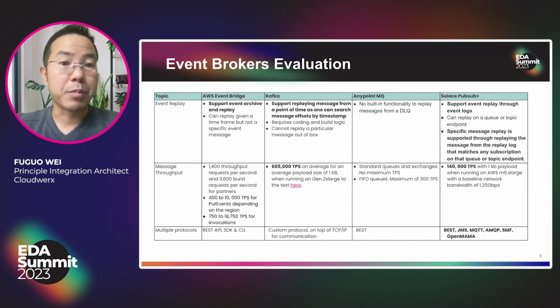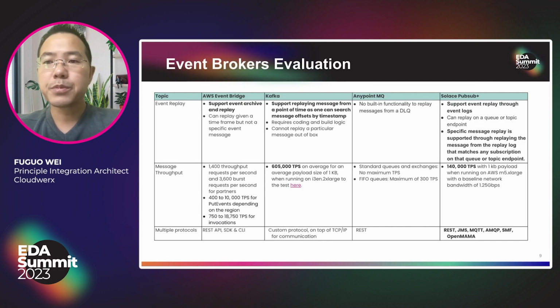That's how you do event replay, because all the logs are maintained in a log file, as I explained just now. It does require a bit of coding, and you have to query that. You have to search and find the right location. Again, you cannot replay a particular message out of the box. Anypoint MQ doesn't have an out-of-box replay feature. The idea of Anypoint MQ is you move messages to a DLQ if they fail, but then you have to build code to move the messages out of the DLQ for replay. So that all has to be customized and programmed.